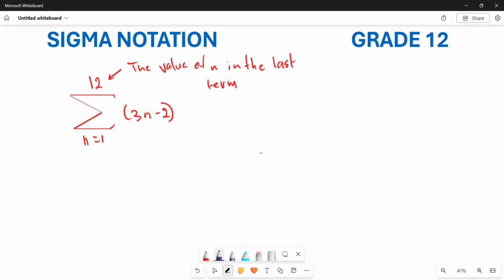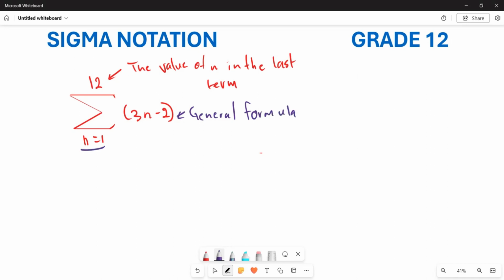And then, what else do you know? What is the significance of this 3n subtract 2? We are saying every term in this series can be calculated using this general formula. So this is the general formula for your sigma notation.